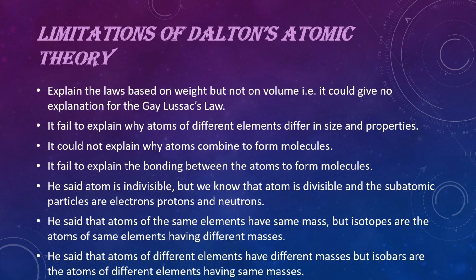Now Dalton said that atom is indivisible, but after the atomic model, we know that the atom is divisible and subatomic particles, that is electrons, protons and neutrons, are present in the atom. Dalton said that atoms of the same element have the same masses, but after the discovery of isotopes, it is found that the same element may have atoms of different masses, like chlorine has masses 35 and 37. Similarly, he said that atoms of different elements have different masses. But isobars are the atoms of different elements having the same masses. For example, argon and calcium. Both are different elements, but both have mass 40.